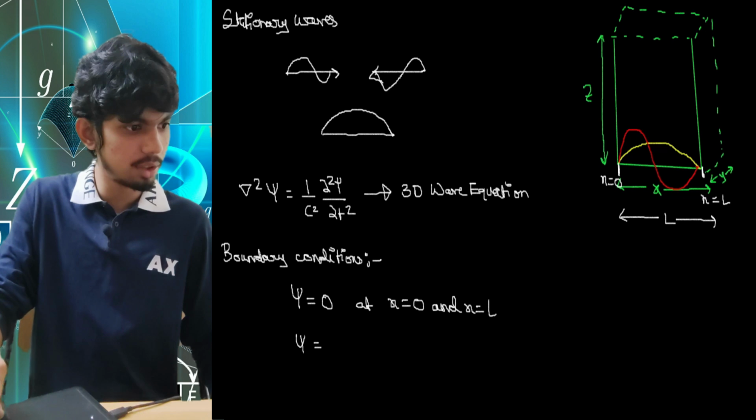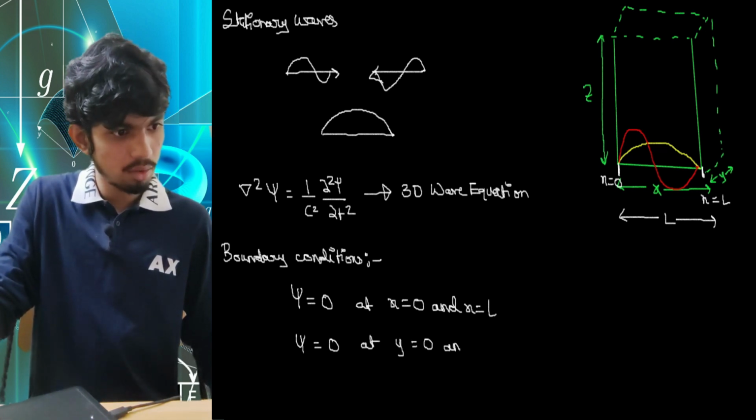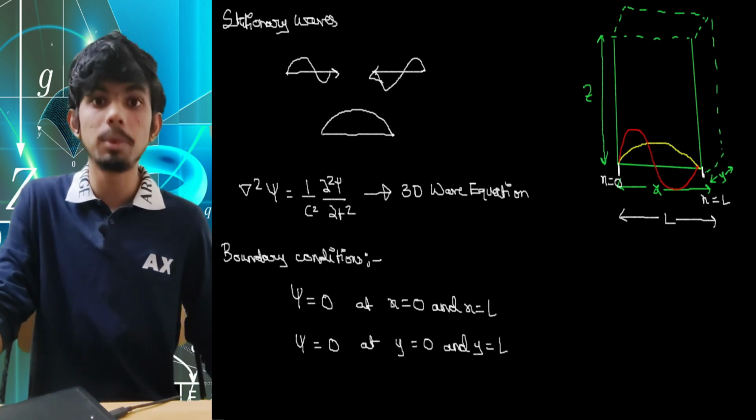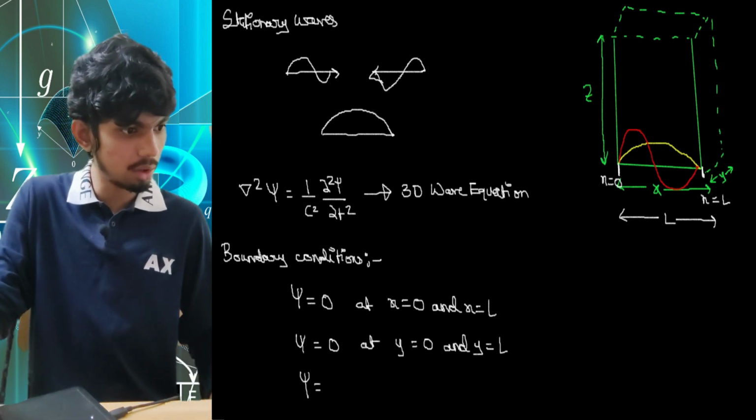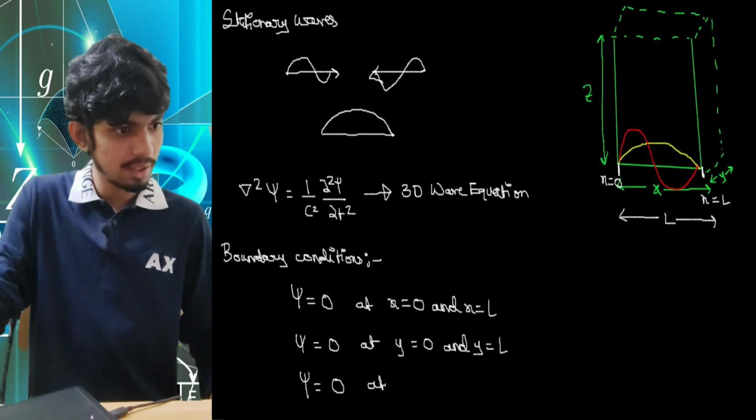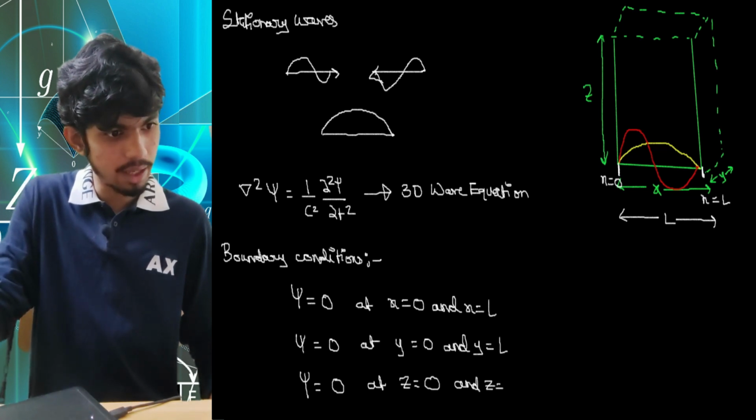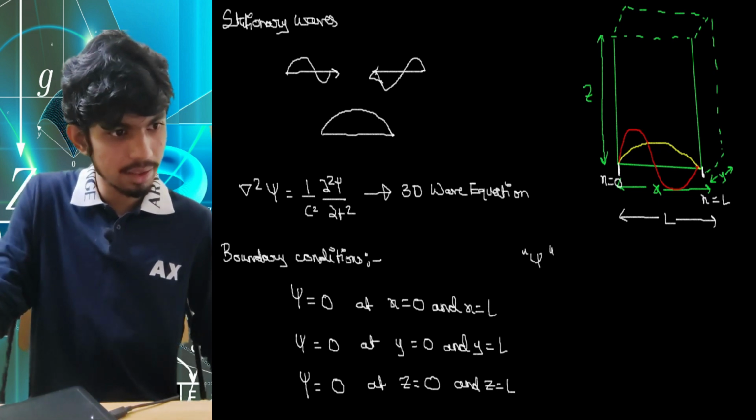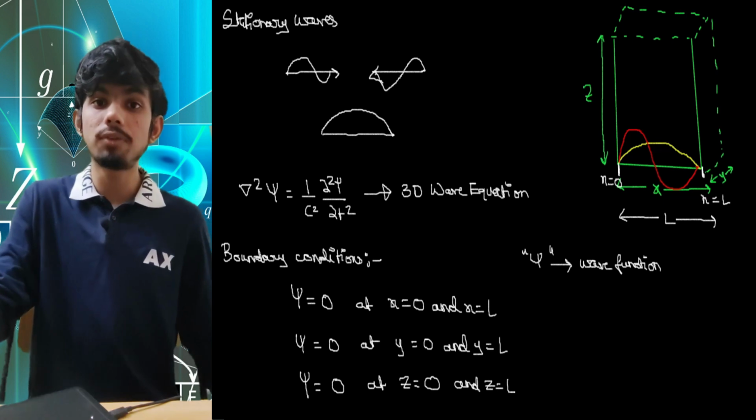And similarly psi will be 0 at y equal to 0 and y equal to L, obviously, because same type of stationary waves will be also there along the y-axis, which I have not drawn, and psi will also be 0 at z equal to 0 and z equal to L. Now some of you might be wondering about what psi is, right? So psi is the wave function here, the wave function. What is this wave function?